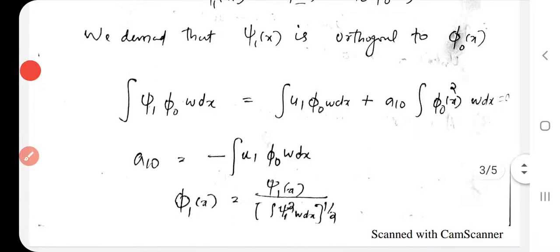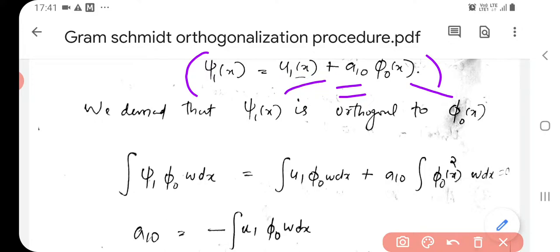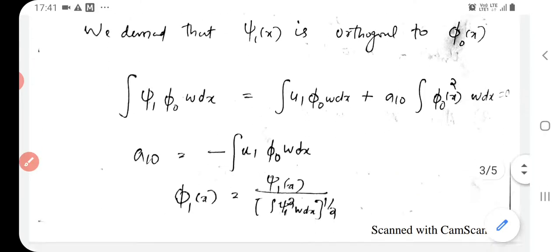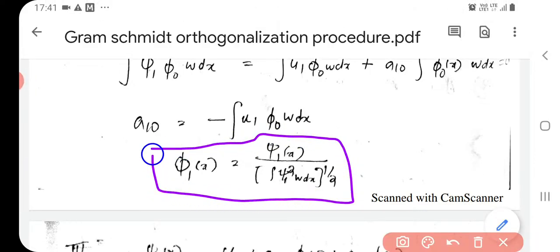And once we got a10, as we substitute here for a10, you get psi 1 of x. Phi 0 of x is known to us. We had determined it in the first step. a10 we now obtained. Then u1 of x is with us, so we have psi 1 of x. So we get psi 1 of x and we just normalize it. So phi 1 of x is equal to psi 1 of x over the integral psi 1 square w dx to the power half.